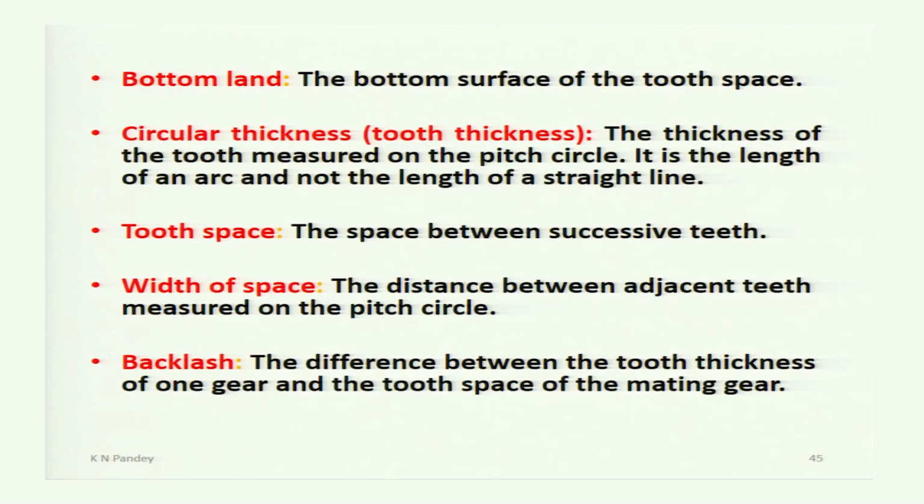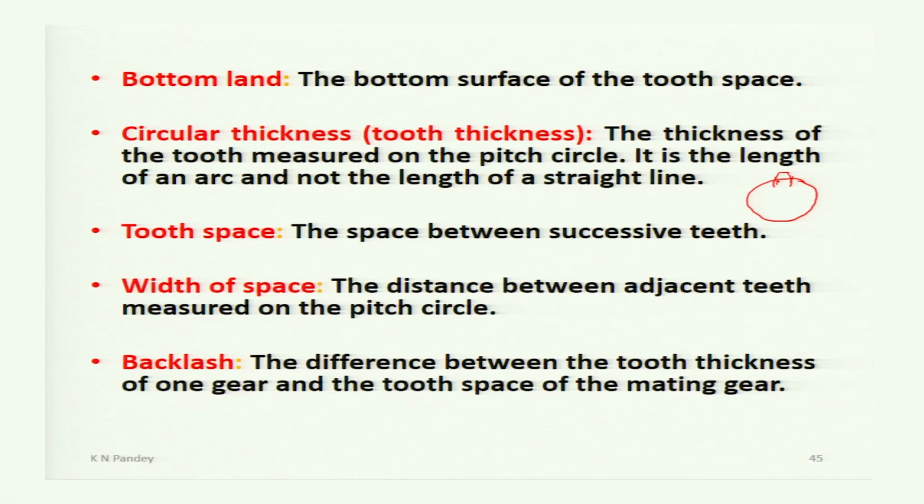Then the circular thickness, which is also called the tooth thickness, is the thickness of the tooth measured on the pitch circle. It is the length of an arc and not the length of a straight line. That means this is your pitch circle and the gear tooth is something of this type. Then the thickness of the gear tooth along the pitch circle is called the circular thickness or tooth thickness. This is the arc.